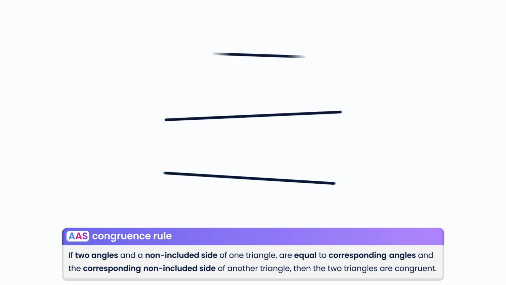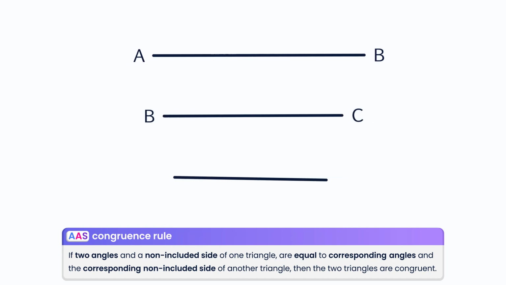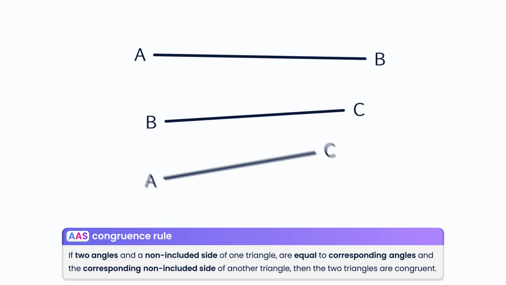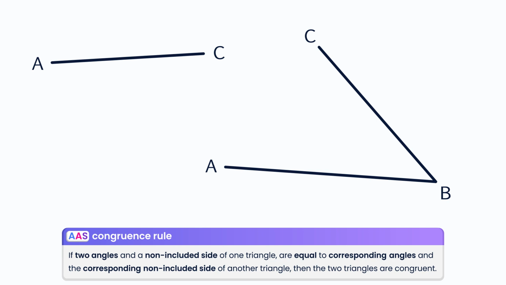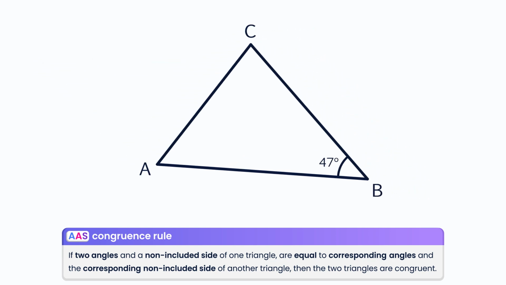Start off with three line segments of random length. You call one line segment AB, the other BC, and the last AC. First, let line segment AB be intersected by line segment BC at an angle of 47 degrees. Now, let line segment AC intersect AB at an angle of 56 degrees. The shape of the triangle is now set, but the size is still undecided.